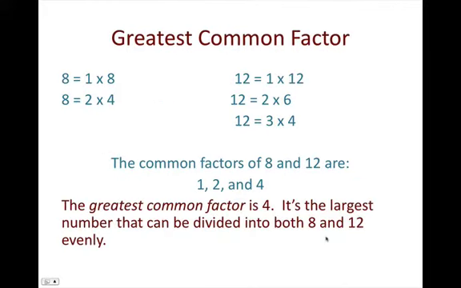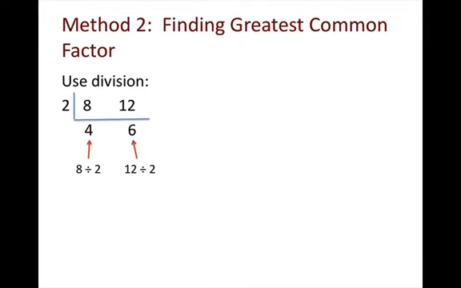Now let's go one step further. Let's take a look at the greatest common factor. We know that the common factors of 8 and 12 are 1, 2, and 4. The greatest common factor is 4. It's the largest number that can be divided into both 8 and 12 evenly. 4 goes into 8 twice, 4 goes into 12 3 times. So that's one way of finding the greatest common factor.